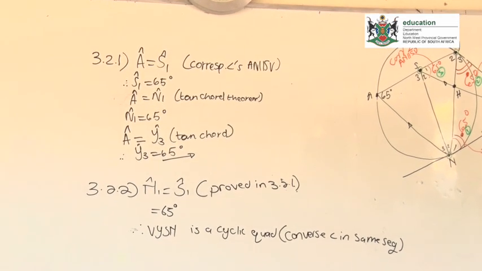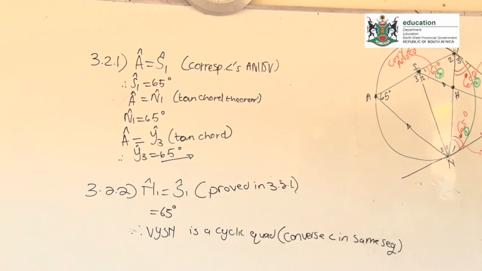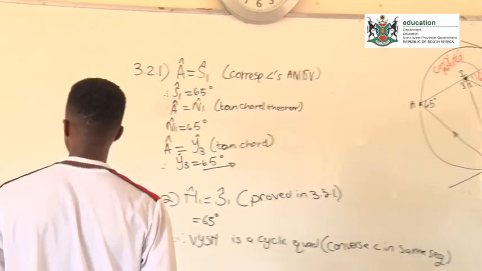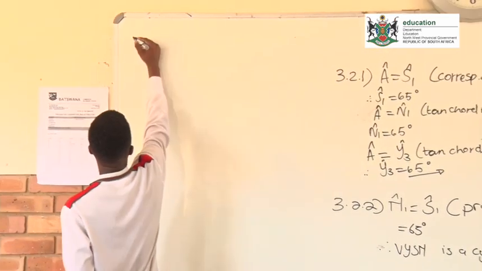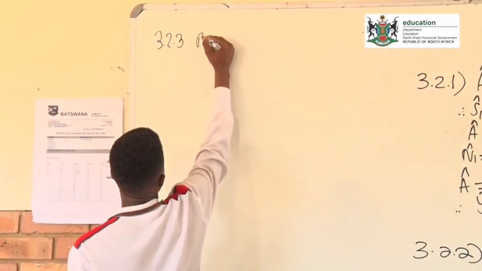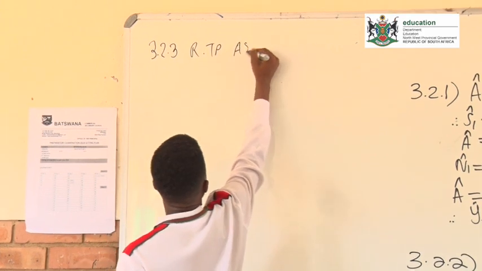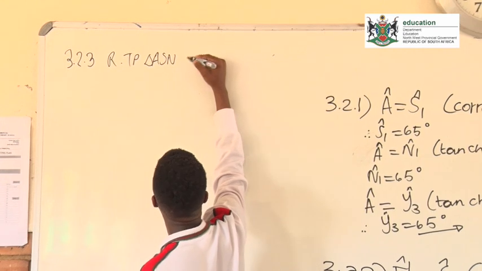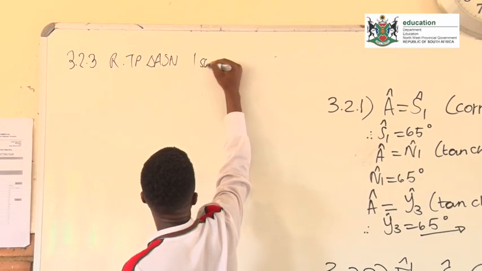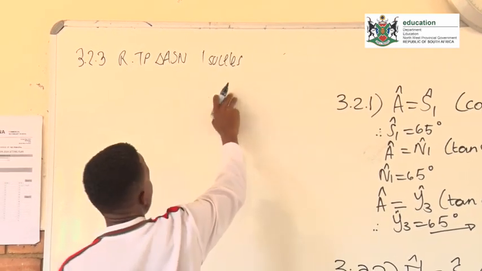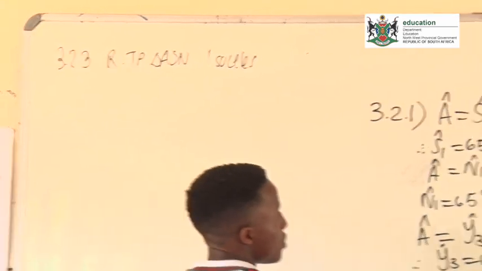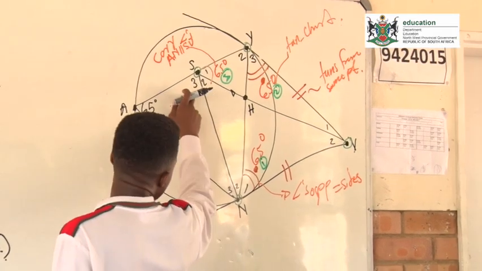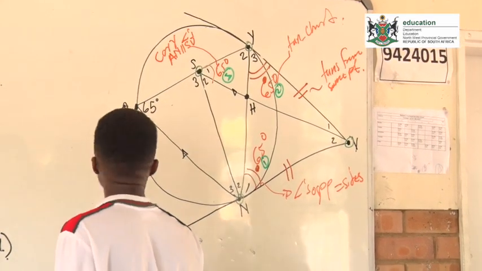Then we take another breather. Candidate Zippo will do the last one. Let us read the question for him. Prove that triangle ASN is isosceles. Prove that what? Triangle ASN is isosceles. Wonderful. The ball is in your court, my boy. So question 3.2.3, we are required to prove that triangle ASN is isosceles. We know for an isosceles we have two sides that are equal, or two angles that are equal. So we're going to look for another angle, either S3 or N2, that is equal to 65.